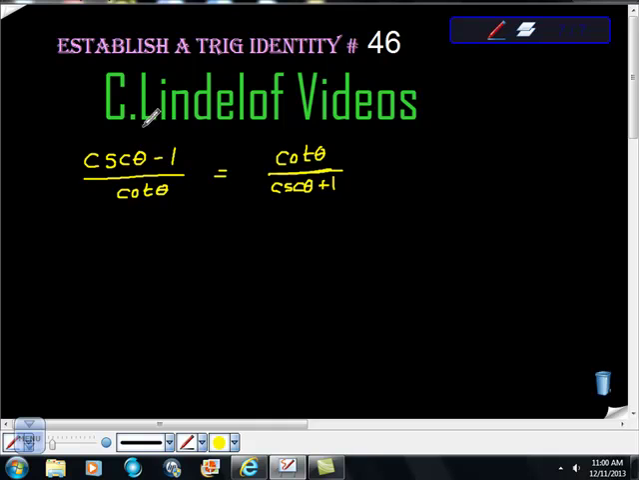So I avoided it, and I turned this into every other thing. I used the reciprocal identity here to make this 1 over sine theta. I used the cotan identity to make this cosine theta over sine theta. The whole time, nothing good is happening whatsoever. So to start out with, this is what I would say.